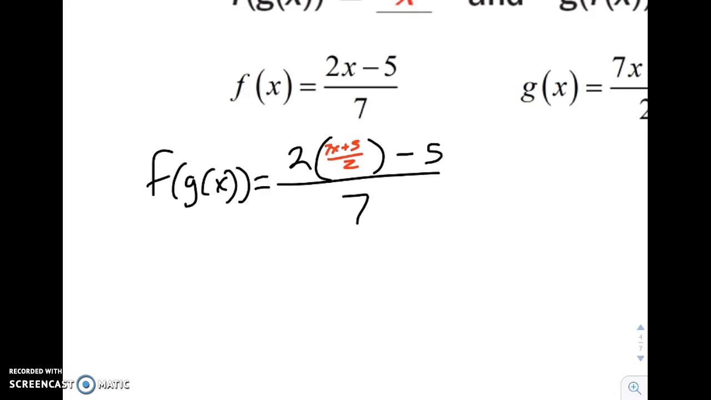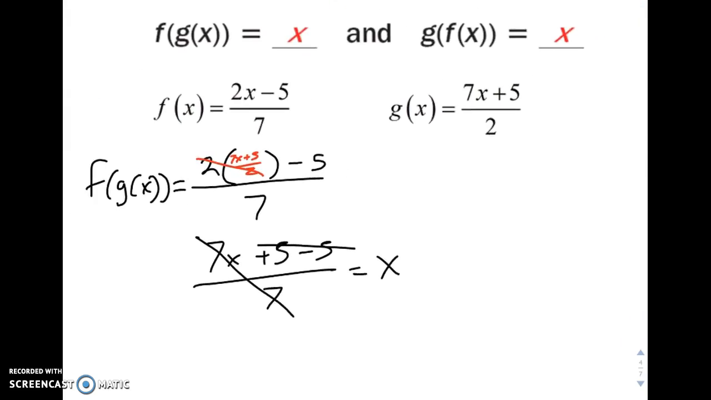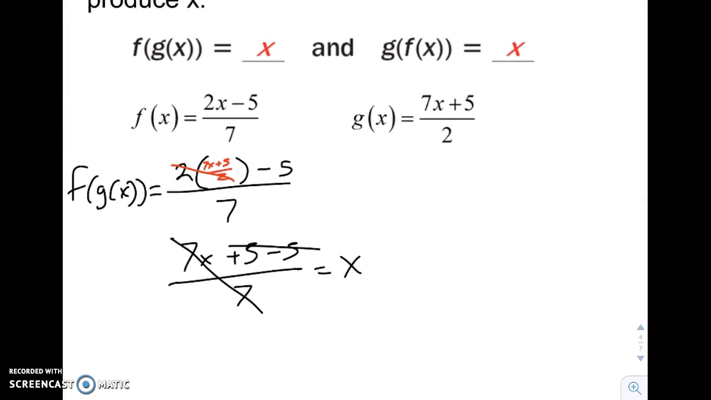So the first thing that would happen is the 2's would cancel. And so we would be left with 7x plus 5 minus 5, all over 7. Simplify that by eliminating the 5's, simplify the 7's, and you've got it partway verified. On the other side, we need to do this in the reverse order. It has to work both ways for an inverse to truly work.